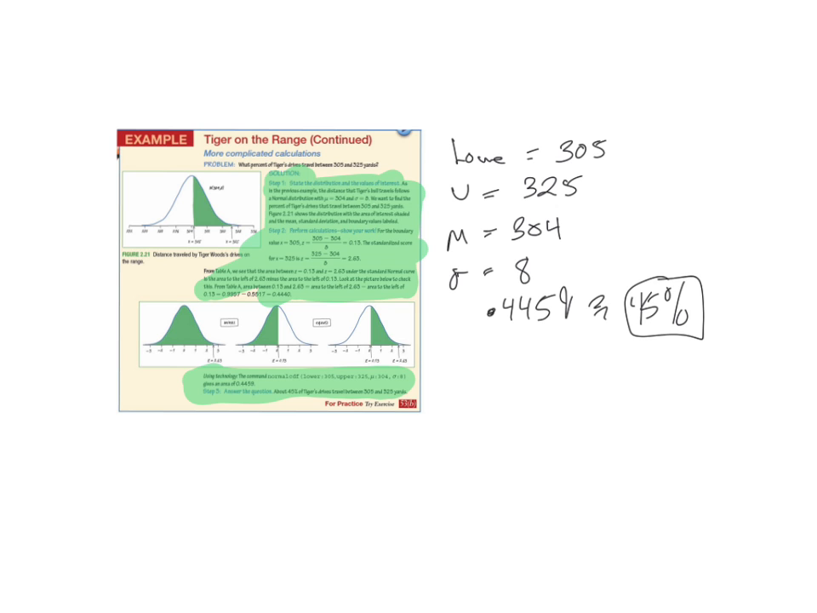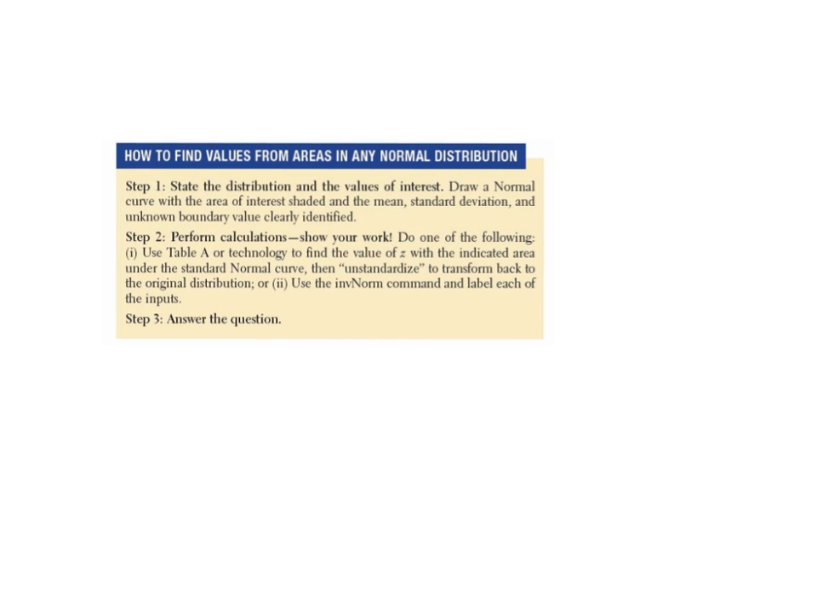So now we've learned how to find the area. Now what we're going to do is, how do we find a value if we're given an area? How do we go backwards? So what we'd be asking here is, say I knew this area right here. Say I knew this area.